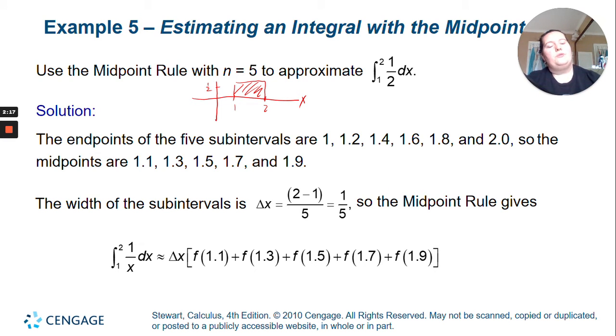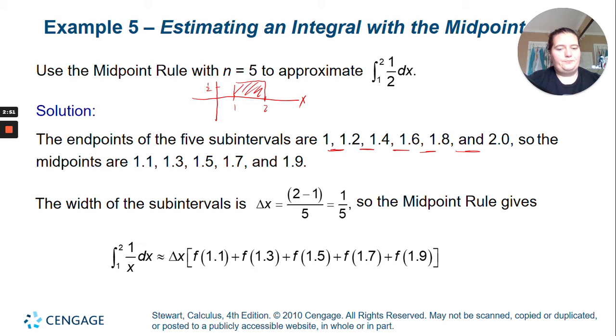Because we are doing 5 subintervals, I'm going to break that interval from 1 to 2 up into 5 pieces. The first subinterval would be 1 to 1.2, next one 1.2 to 1.4, then 1.4 to 1.6, 1.6 to 1.8, and the last one 1.8 to 2. So we need to figure out the 5 midpoints of each of those subintervals. For my first subinterval, the midpoint is 1.1. For my second subinterval, 1.3, then 1.5, 1.7, and 1.9.